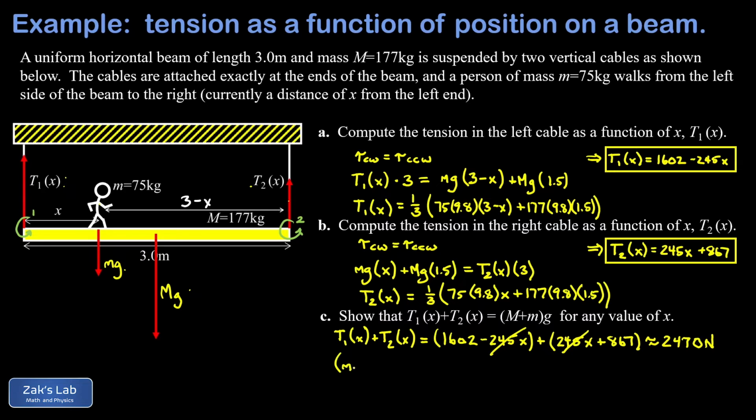Next, we compute the total weight of the person plus the beam, and that gives us our total downward force on the system. And again, to 3 significant digits, this rounds to 2,470 newtons. So yeah, our total upward force is T1 plus T2, and that gives us the same number as the total downward force, a result that's independent of the position of the person. So we're confident we've got the right answers in parts A and B.